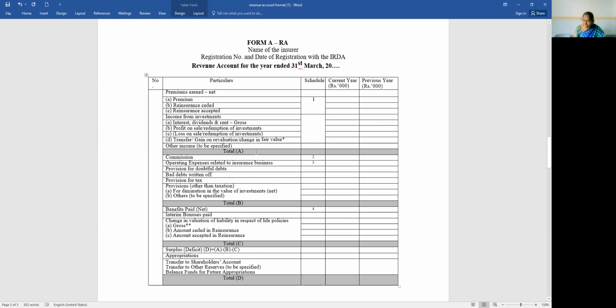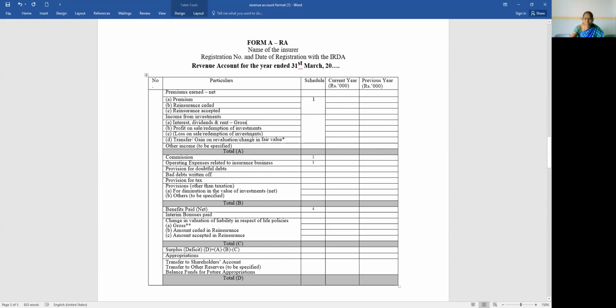Other than this, any other income they are going to receive can be listed in total A. So all this will be coming under total A. So these amounts you can write in the A column, take the total, and write the total in the heading total A. Next is B and C. What is B and C?